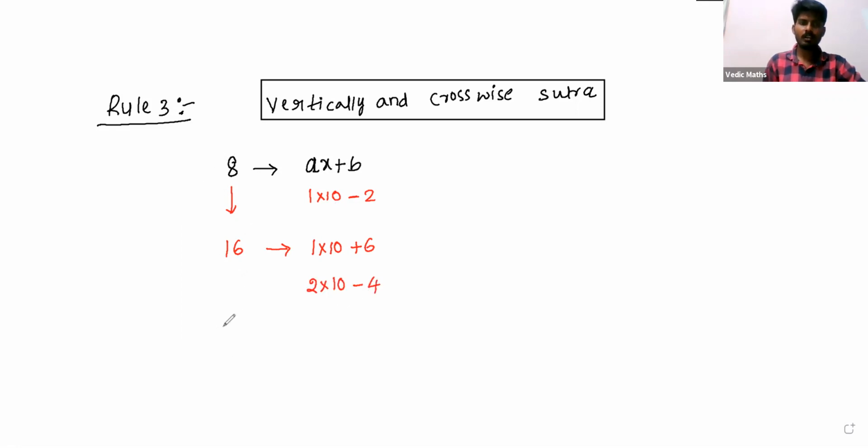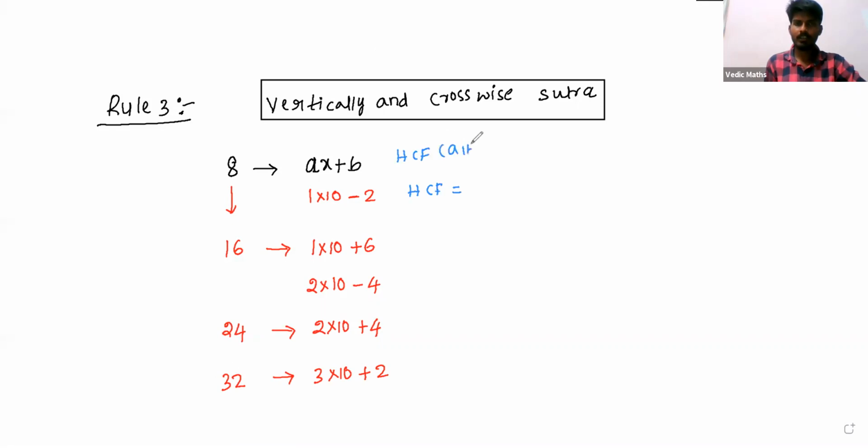Take another multiple of 8, that will be 24. In this case, you can write this number as 2 times 10 plus 4. And take another multiple of 8, that will be 32. This number can be written as 3 times 10 plus 2. In this way, you can write the number. After writing, you find the HCF of A and B.